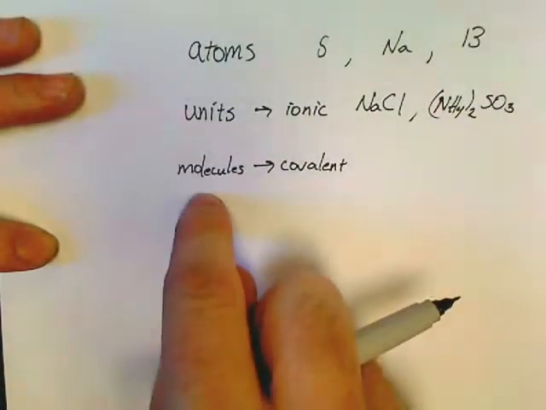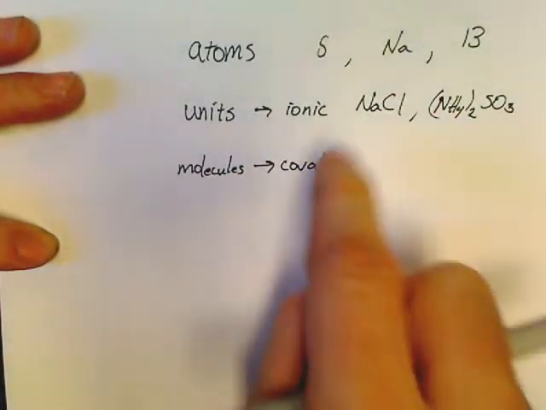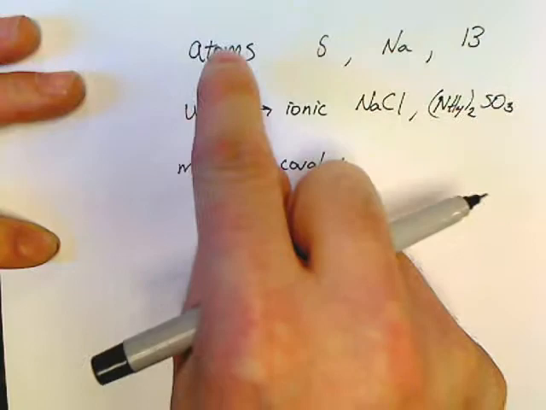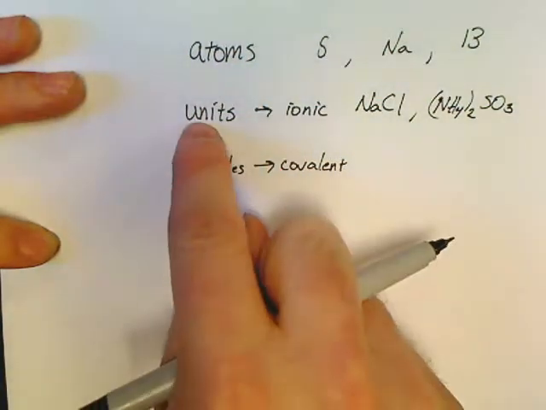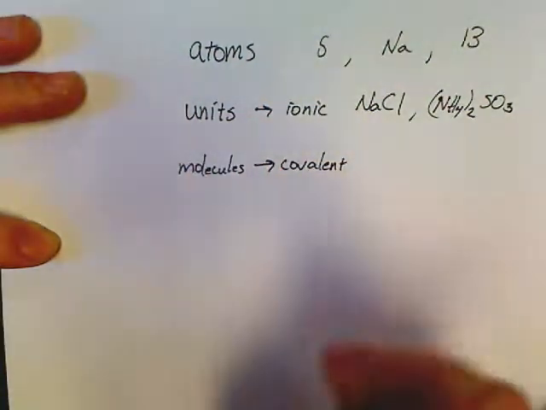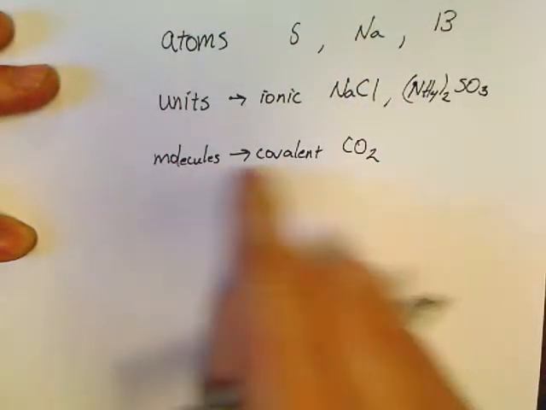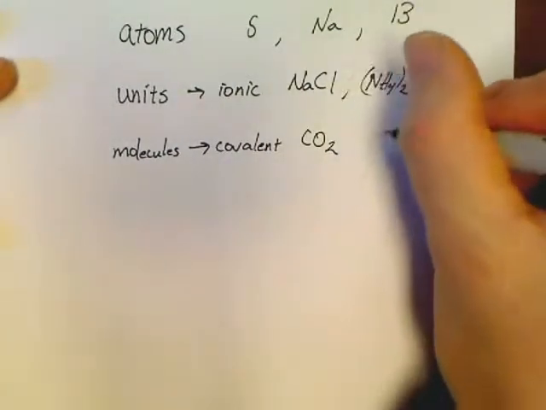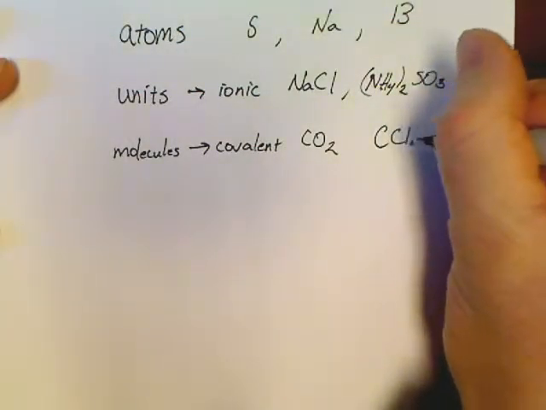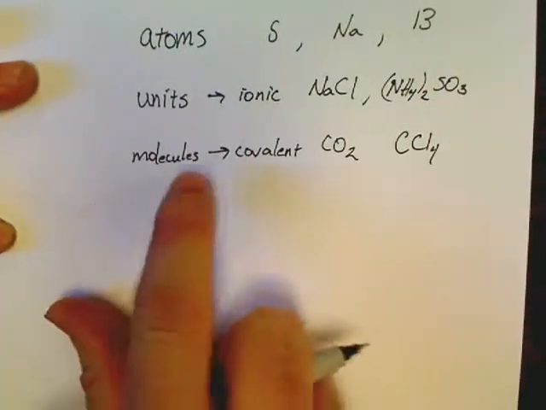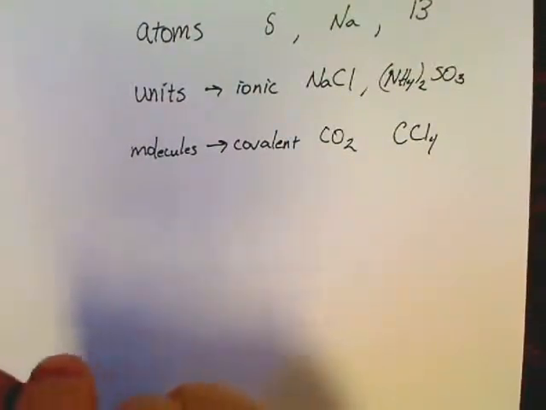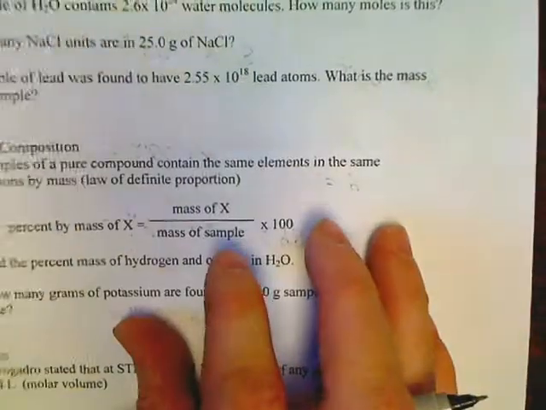Sometimes textbooks will start this chapter out by just giving you things and saying, is it an atom, is it a unit, or formula unit, some books will use, or is it a molecule? So like carbon dioxide. Carbon dioxide would be a molecule. It's a covalent bond. Carbon tetrachloride. Again, covalent bond, so you'd call it a molecule. So anyway, let's go on and do another problem.